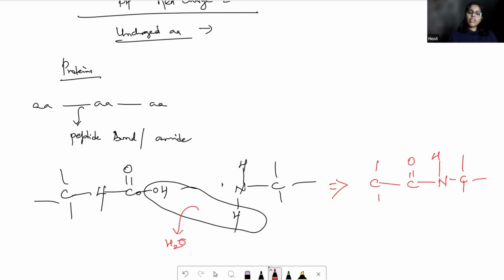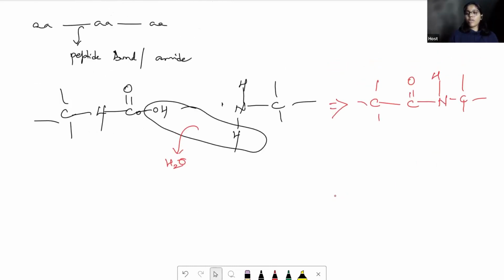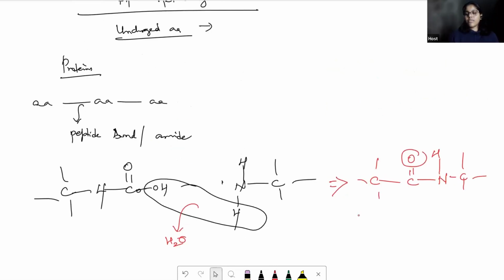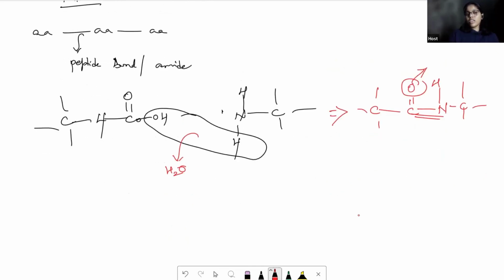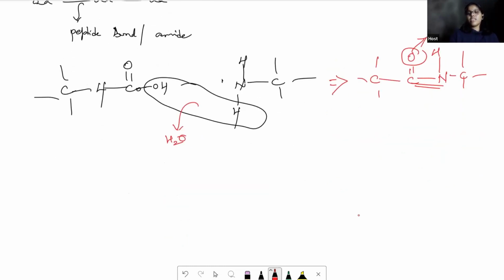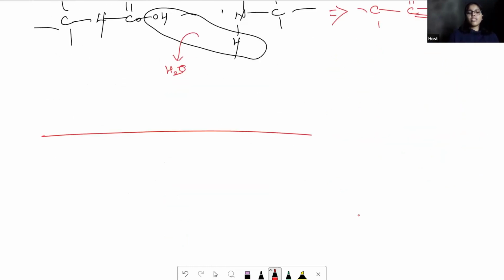Important point, what they can ask is whether it has partial double bond character or not. It has partial double bond character, this peptide bond, because the O is there, and the electronegativity of the oxygen makes this CN bond become partially double bond in character. That makes the protein chain, the primary structure of the protein, rigid. The backbone of the protein will be rigid because this CN bond has a partial double bond character.